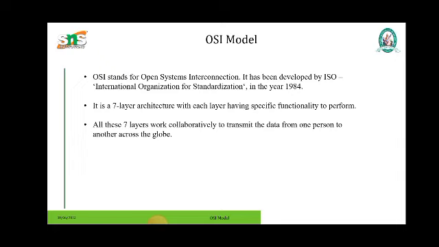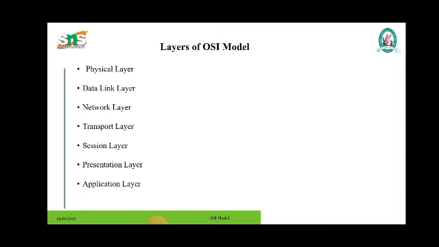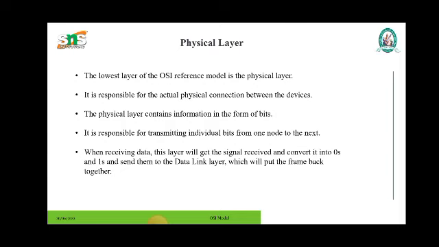It is a seven-layer architecture with each layer having specific functionality to perform. All these seven layers work collaboratively to transmit the data from one person to another across the globe. The layers of the OSI model are physical layer, data link layer, network layer, transport layer, session layer, presentation layer, and application layer. Now let us see about the physical layer.